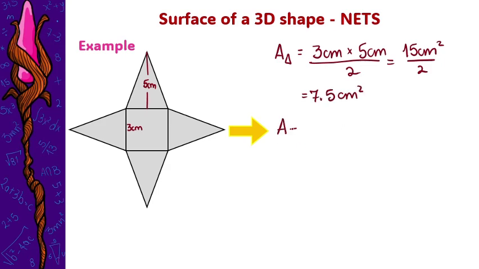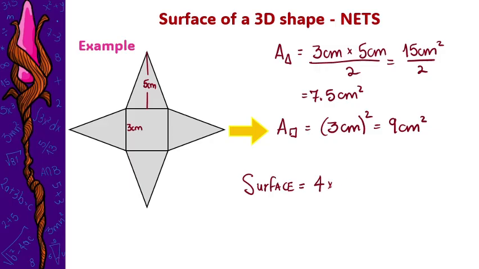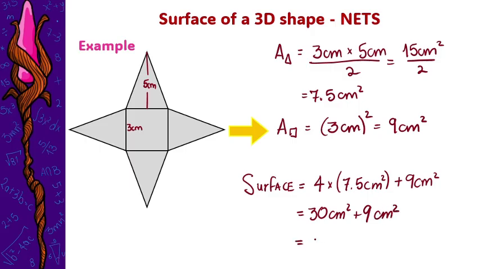And let's see the area of the square. This is just the side, which is 3 centimeters, squared. That's 9 square centimeters. And then the surface of the shape is going to be 4 times the area of each triangle, which is going to be 4 times 7.5 square centimeters, plus the area of the square, 9 square centimeters. 4 times 7.5 is just going to be 30 square centimeters plus 9 square centimeters, for a total surface of 39 square centimeters.